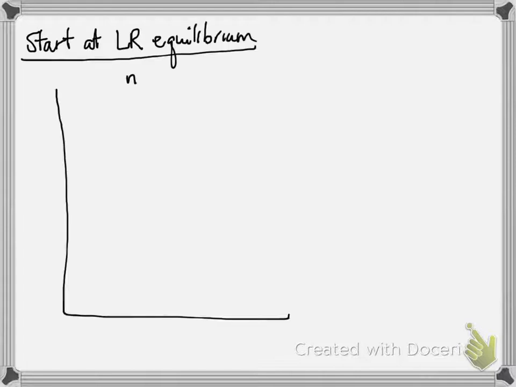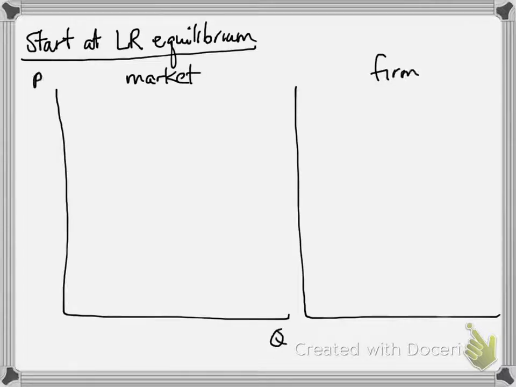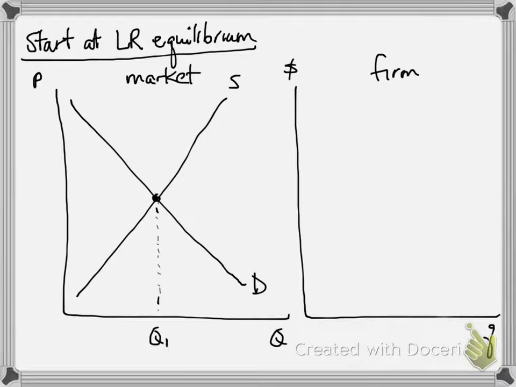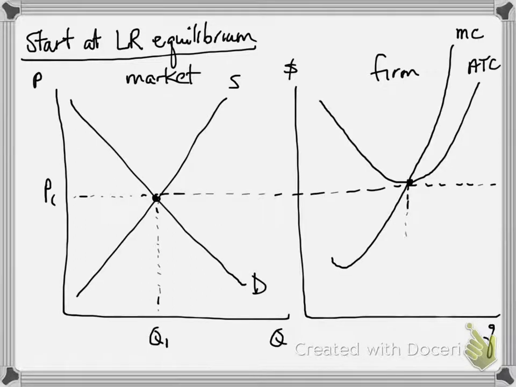All right, this time we're going to look at what would happen if there was an increase in demand and how does that affect the market graph and the representative firm. So we're going to again start at the long run equilibrium. So the market graph is on the left. We have supply and demand where the equilibrium price is P1 and the equilibrium quantity is big Q1, and so that's the size of the market.